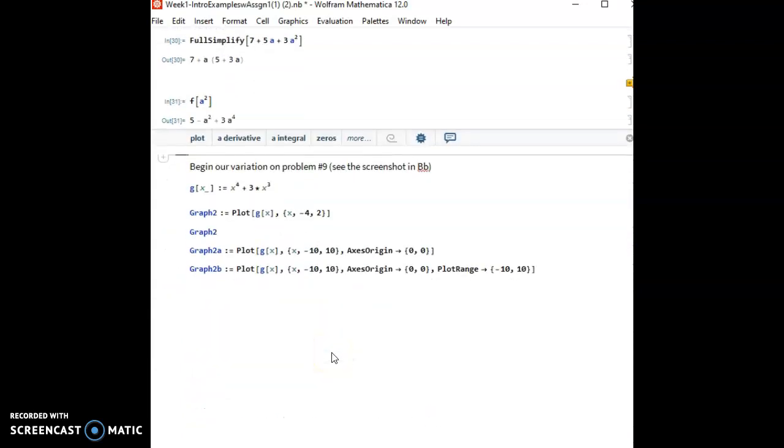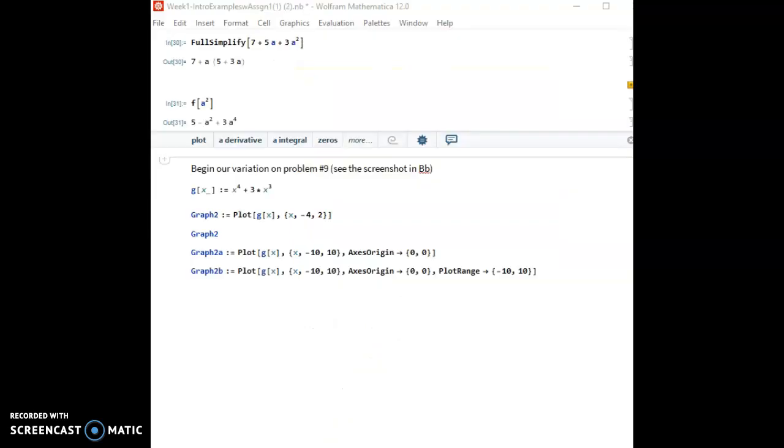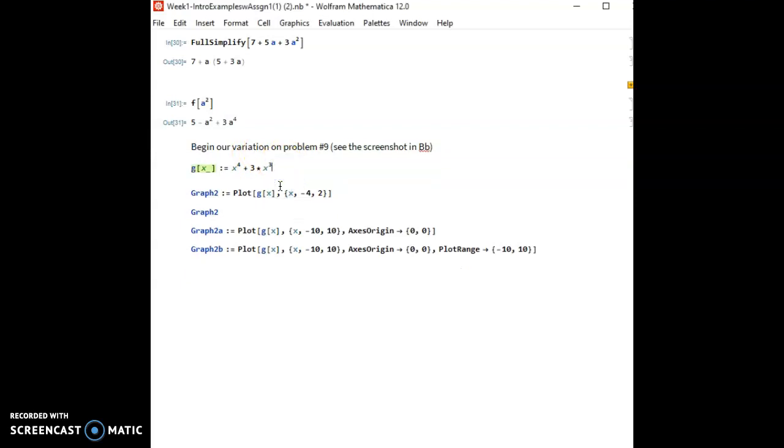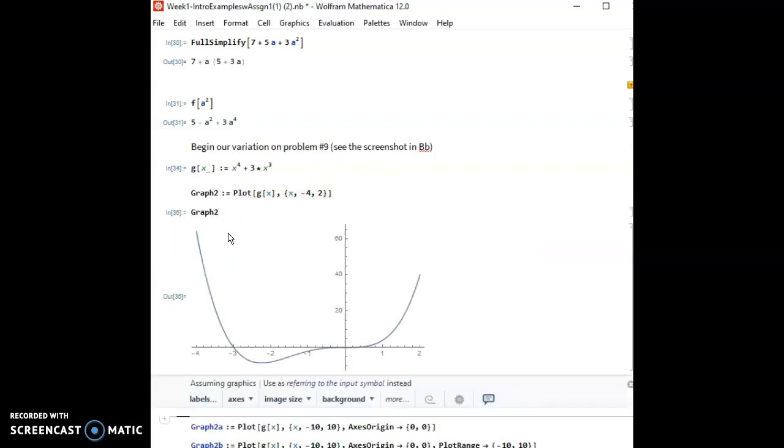For question number 9, which let me show you that, which was of course asking you to match this graph. Notice the domain was from -10 to 10 and the range was from -10 to 10. And you said that that kind of looks like a quartic type function, that W shape. So you took that choice of their quartic function and you put it in here. And then we'll say, okay, let's plot that function, call it graph 2, and then show that graph.